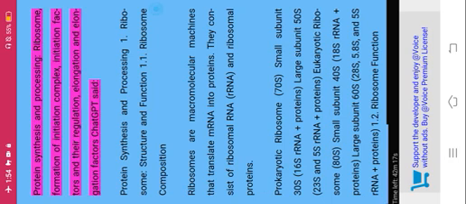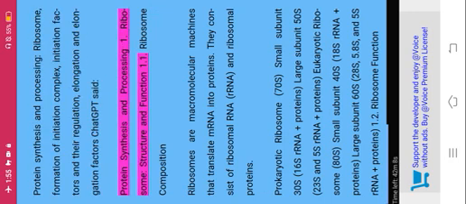Protein synthesis and processing: ribosome, formation of initiation complex, initiation factors and their regulation, elongation and elongation factors. Protein synthesis and processing.